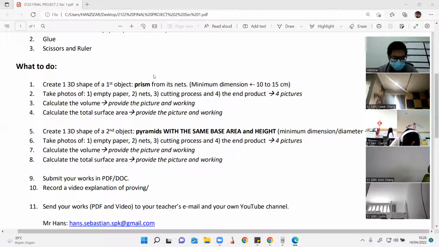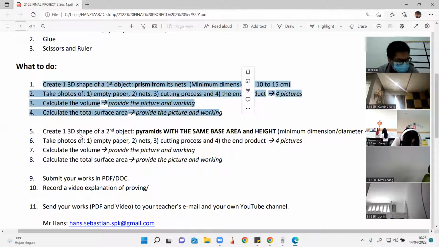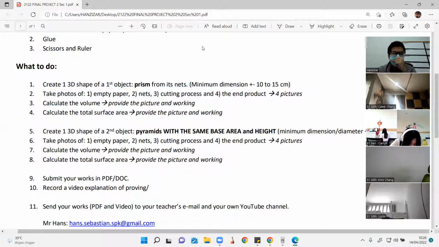Okay, so what to do? We have three major parts. First, what I highlight, is the prism. You can create your own prism. It can be any prism: a rectangular prism, square prism, or polygonal prism, with dimensions of between 10 and 15. But if you think that is too much, you can decrease the size or dimension, but still in a normal size. For example, 5 cm is still acceptable, guys.